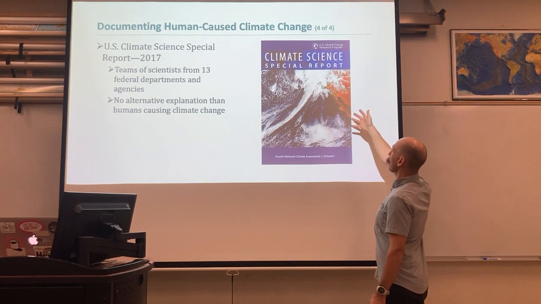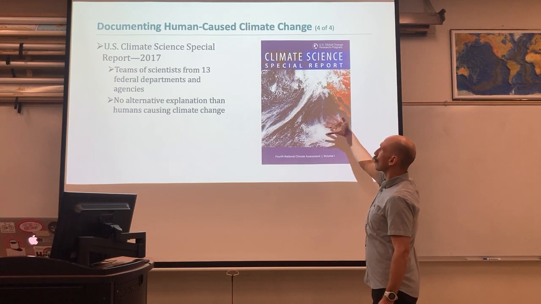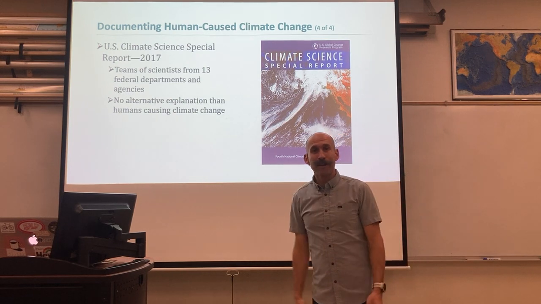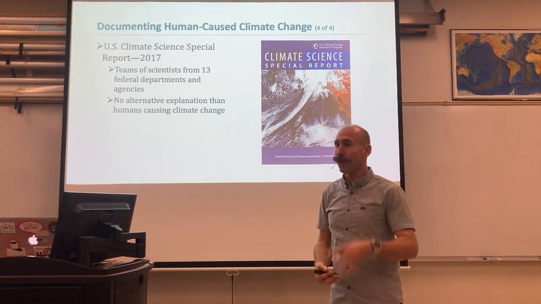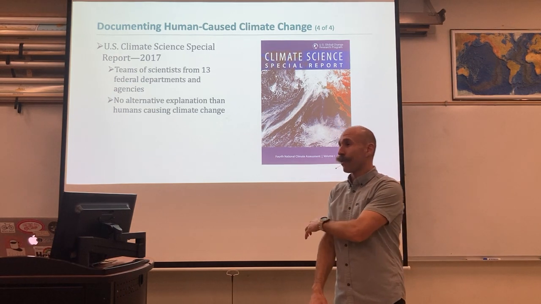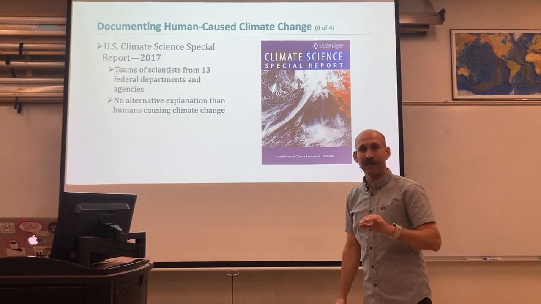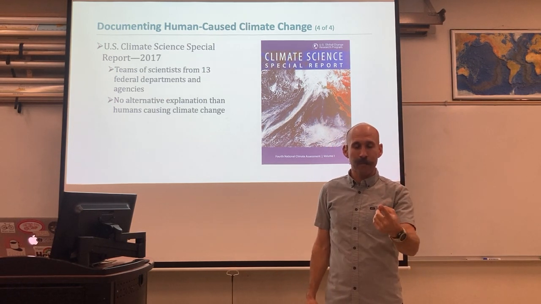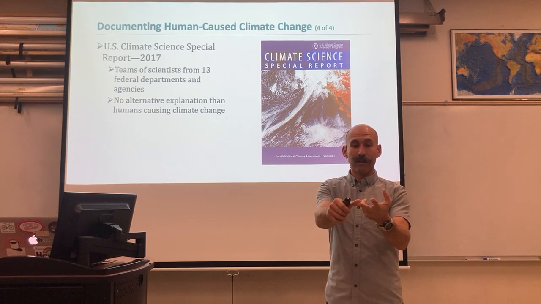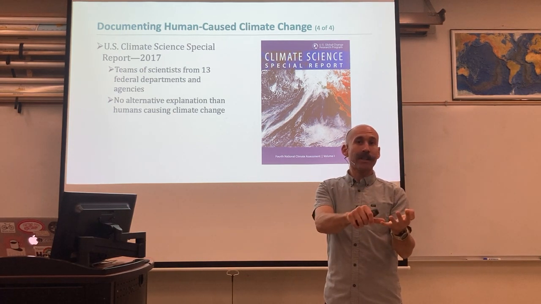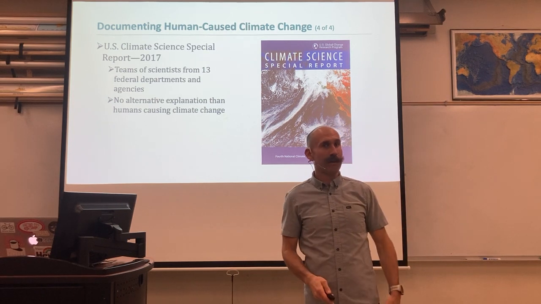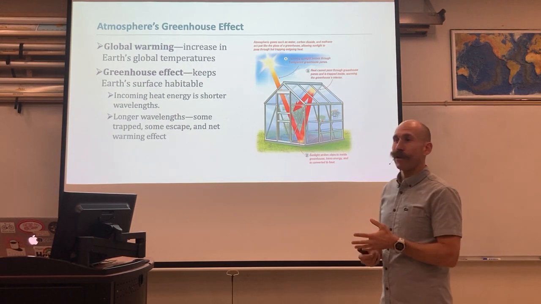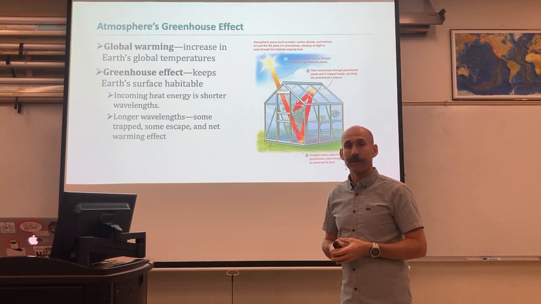Climate Science Special Report 2017 came out and said there's no alternative explanation other than humans causing climate change. And we're going to get into how we're doing it here soon. But let's just set the stage. We know what natural causes of global climate change are, and they're not happening. There's no other explanation. All the scientists agree. Humans are causing global climate change. Whew. Okay. Glad we got that one out of the way, just so we can all agree. Now we have a framework for understanding how to move forward.